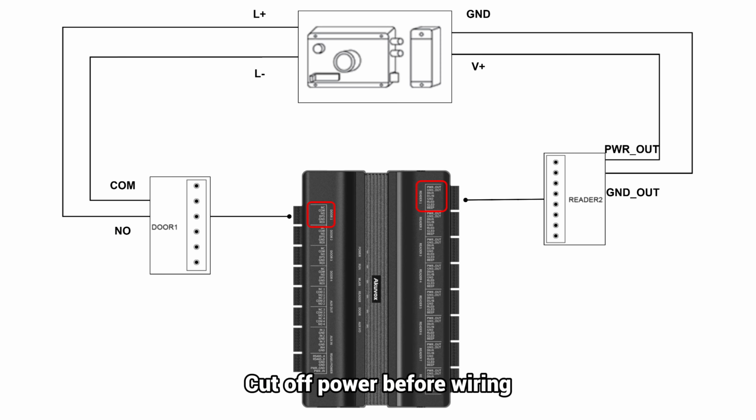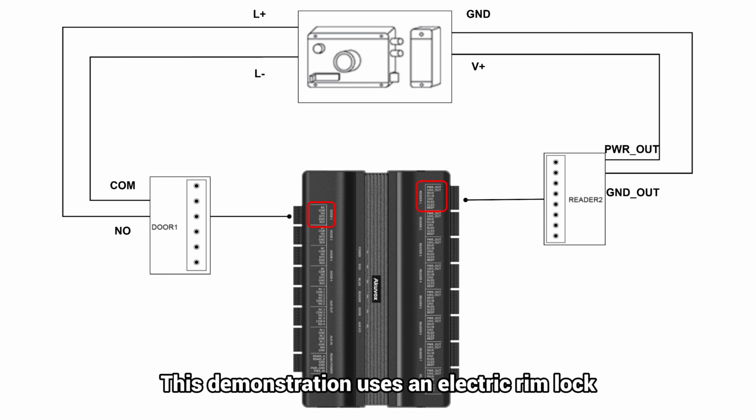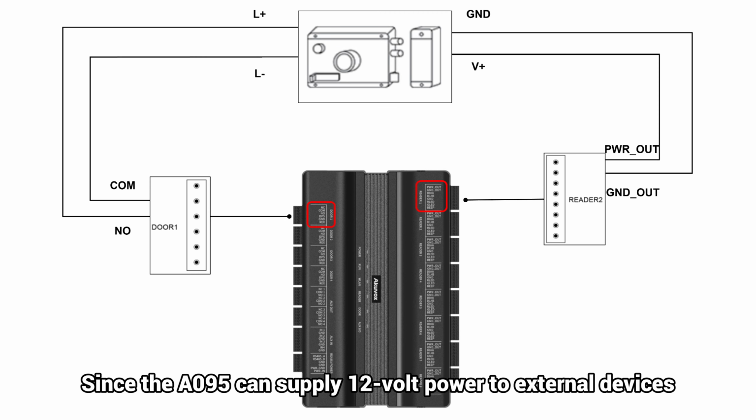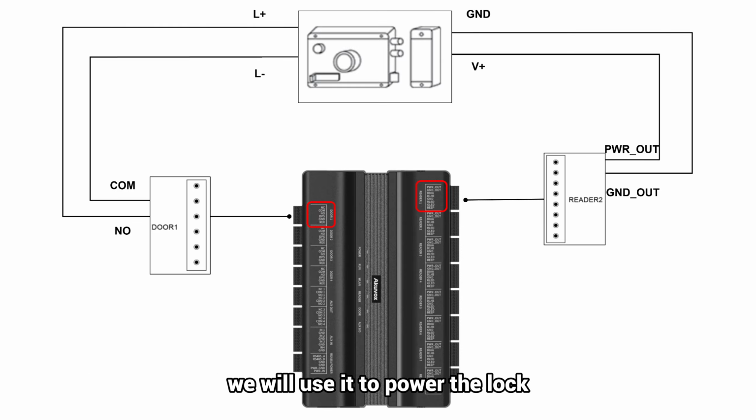Cut off power before wiring. This demonstration uses an electric rim lock, which opens when powered. Since the A095 can supply 12-volt power to external devices, we will use it to power the lock. Please refer to the wiring diagram.